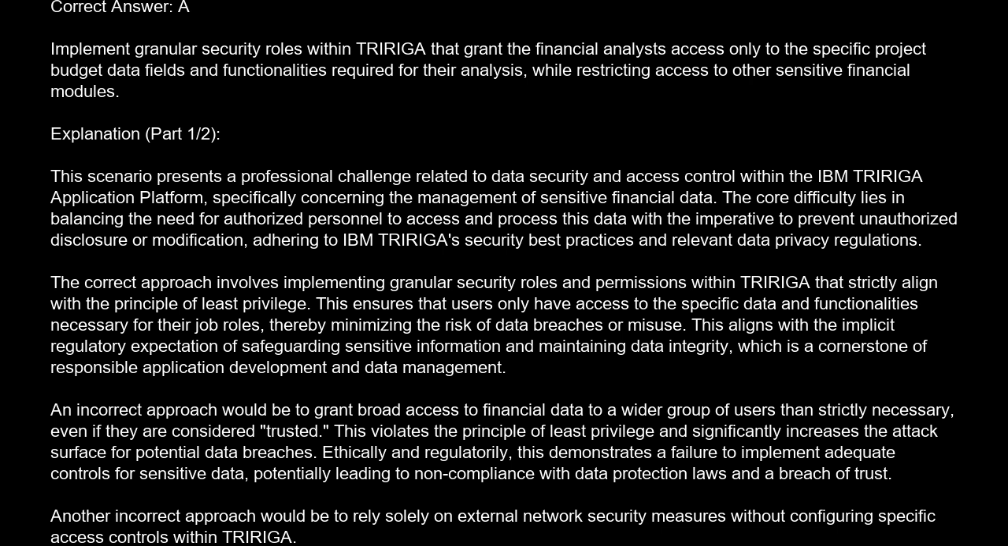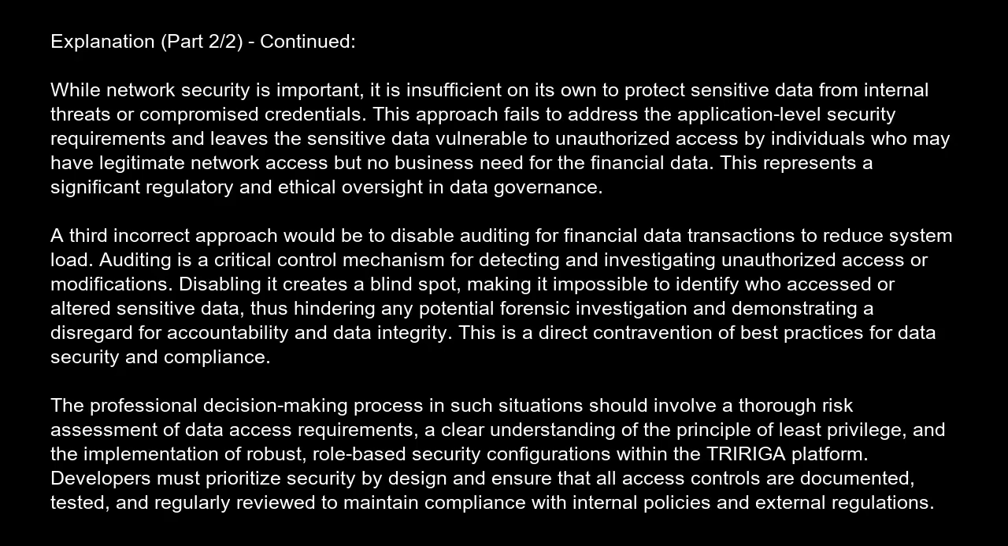Another incorrect approach would be to rely solely on external network security measures without configuring specific access controls within TRIRIGA. Network security is important. It is insufficient on its own to protect sensitive data from internal threats or compromised credentials. This approach fails to address the application-level security requirements and leaves the sensitive data vulnerable to unauthorized access by individuals who may have legitimate network access, but no business need for the financial data. This represents a significant regulatory and ethical oversight in data governance.